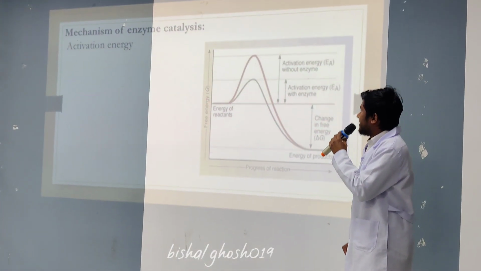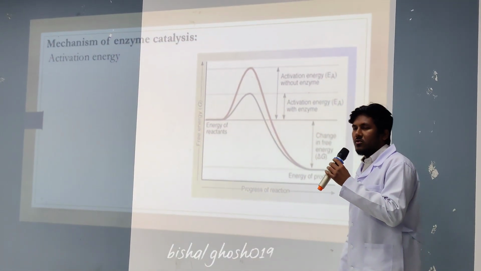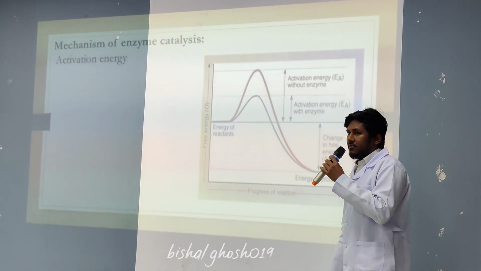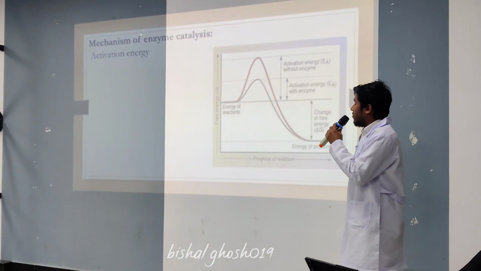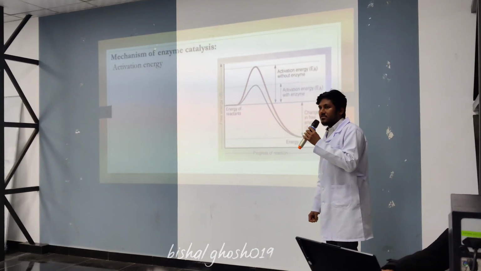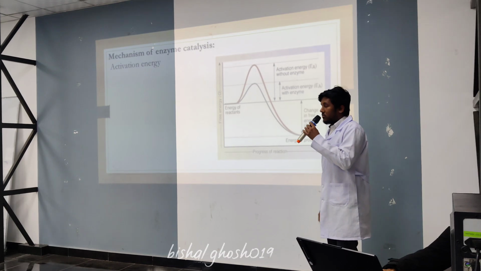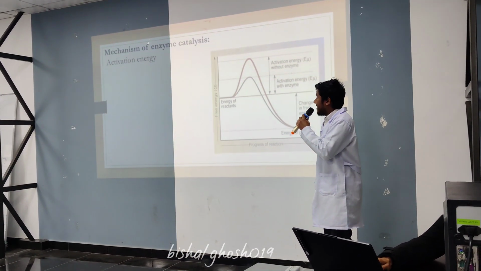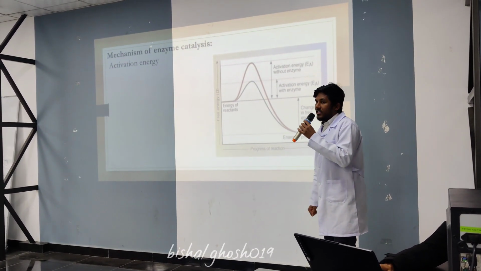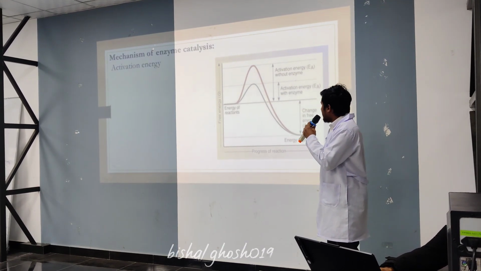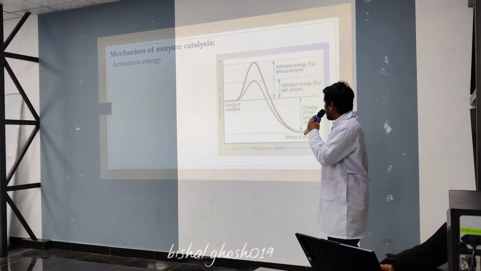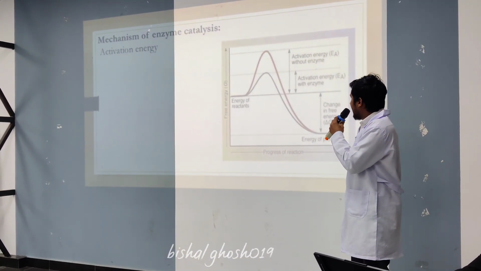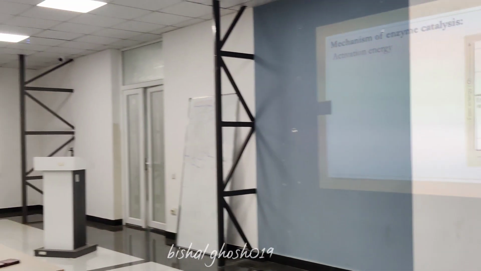Mechanism of enzyme catalysis. We need activation energy to make any reaction happen in our body. So what is activation energy? Activation energy is the energy needed for any reaction to happen. We need activation energy to accelerate. So enzymes decrease the activation energy, so the reaction can happen quicker and more easily.